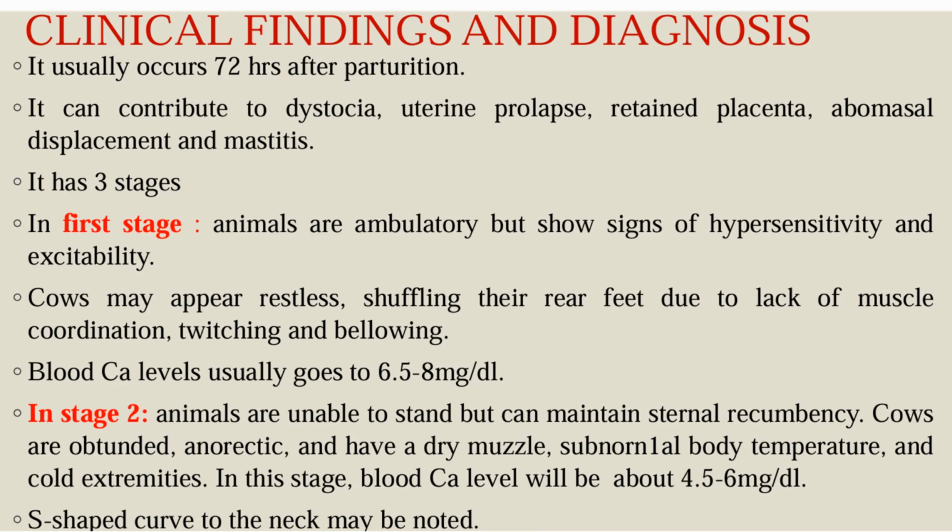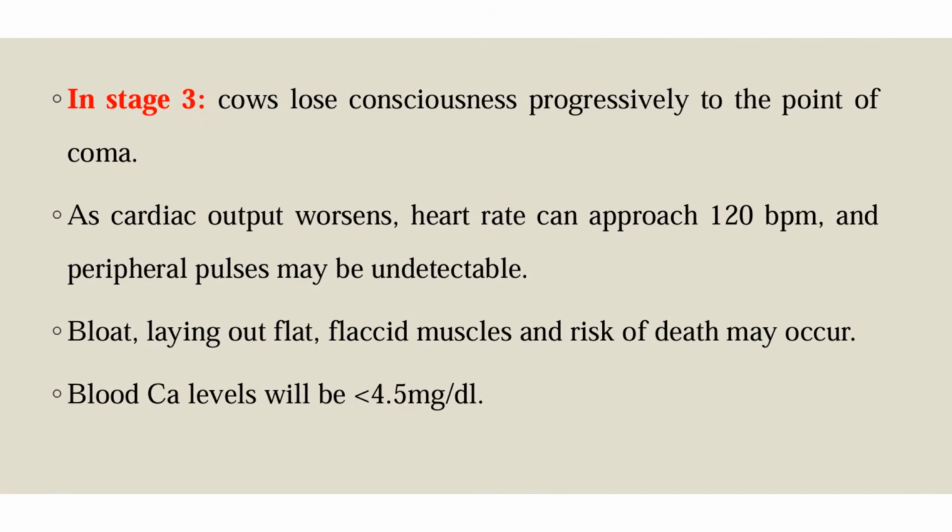In the first stage, animals are ambulatory but show hypersensitivity. In the second stage, animals are unable to stand but can maintain sternal recumbency, and blood calcium levels are about 4.5 to 6 milligrams per deciliter. In stage 3, cows progressively lose consciousness, leading to coma. Cardiac output worsens, and peripheral pulses may be undetectable. Symptoms include bloat, flaccid muscles, and a risk of death. Blood calcium levels will be below 4.5 milligrams per deciliter.